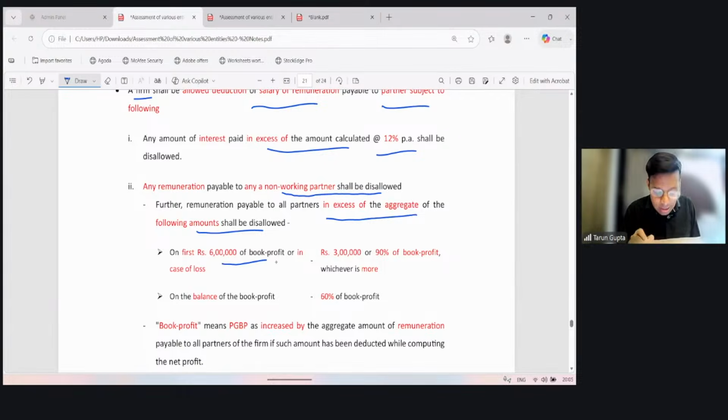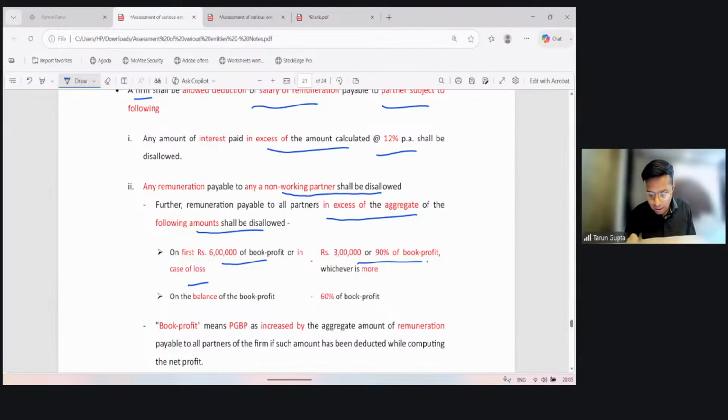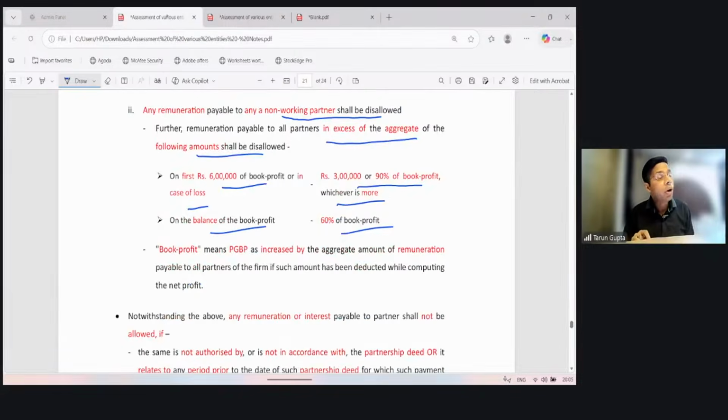On the first 6 lakh of book profit, or in case of loss, the remuneration allowed is 3 lakh or 90% of the book profit, whichever is more. On the balance of book profit, 60% of the book profit. Now, what is book profit? I told you it's not the same as what we discussed.